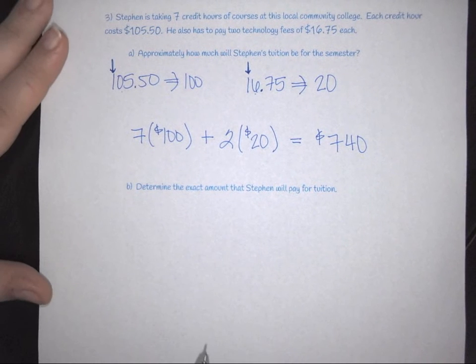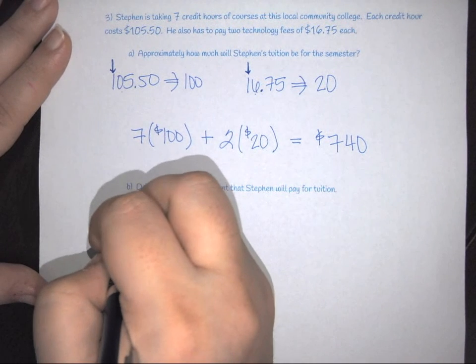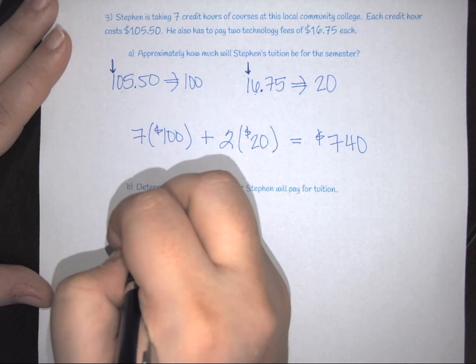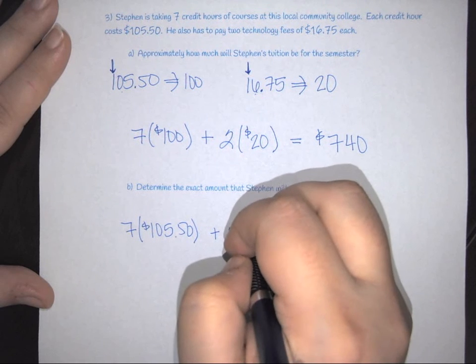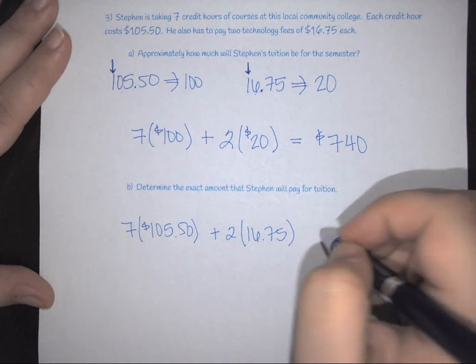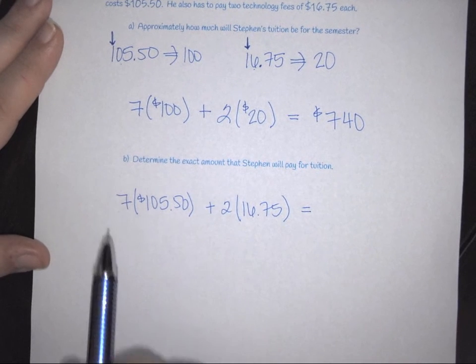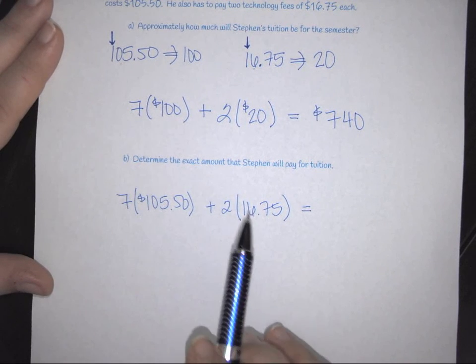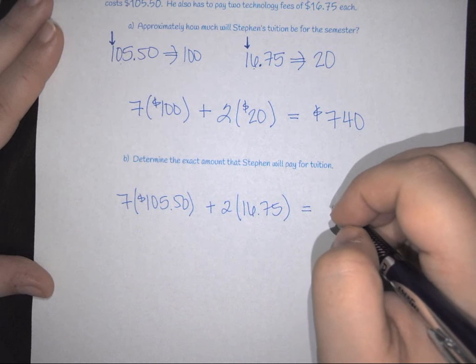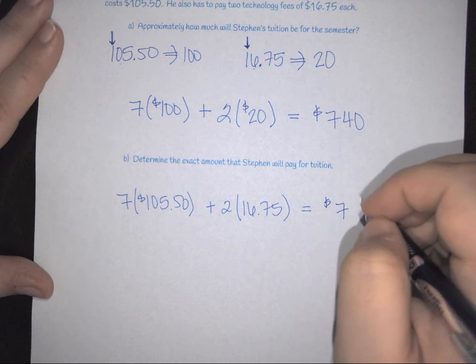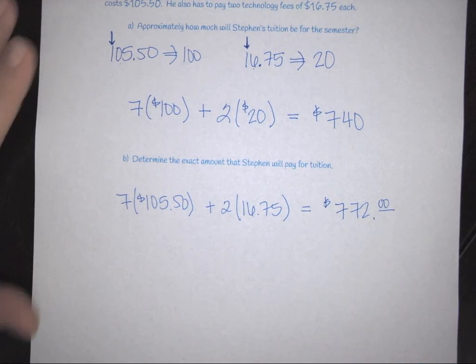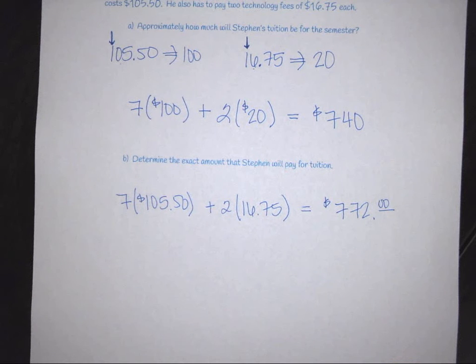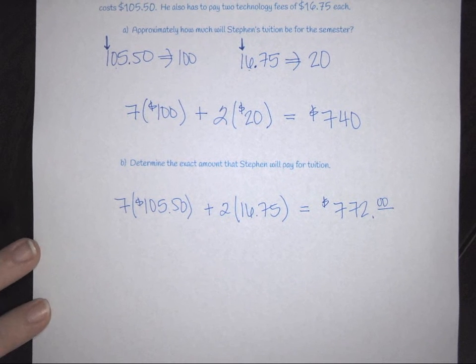Now the second part says to determine the exact amount. So again, that's using the real numbers. So 7 times 105.50 plus 2 times 16.75. You could go ahead and use your calculator. So you would do 7 times 105 first, then you would do 7 times the 16. And when you're done, you're going to come out with $772. And so that would be the amount that you paid for actual tuition.